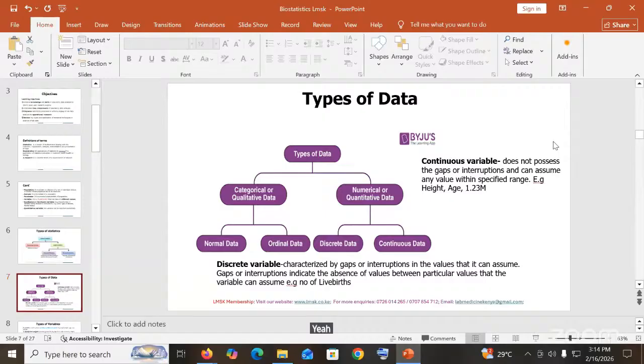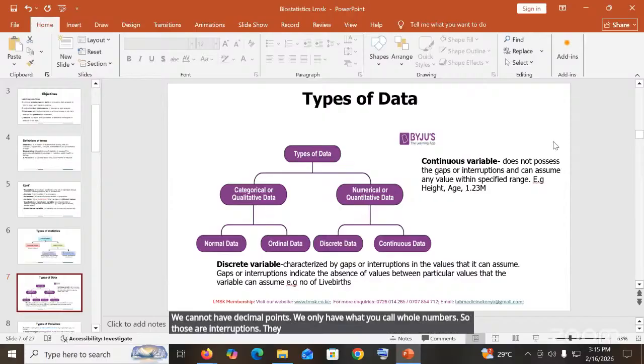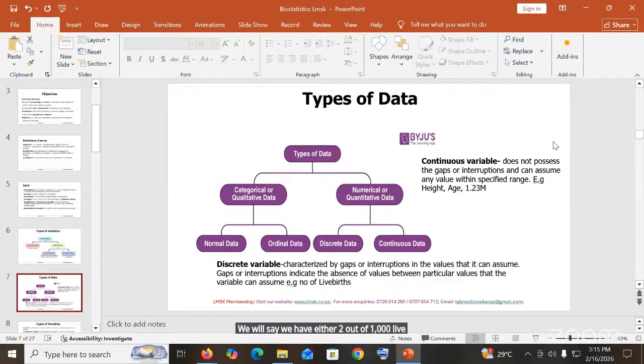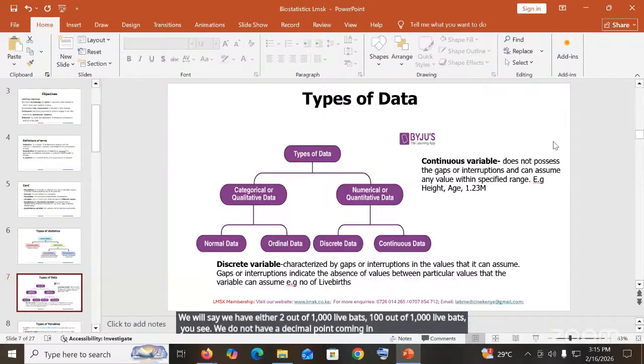Under numerical or quantitative data, we have discrete data and continuous data. Now, discrete data is characterized by gaps, or what you call interruptions. What do I mean by interruptions? In this kind of data, we cannot have decimal points. We only have whole numbers. So those are interruptions. They cannot assume anything within that range. They have gaps. For example, number of live births. You cannot say we have 2.5 live births. No, we will say we have 2 out of 1,000 live births, or 100 out of 1,000 live births. You see, we do not have a decimal point coming in here. Number of children, for example.